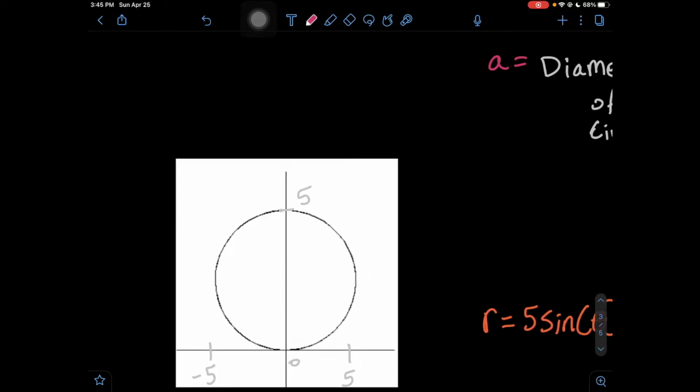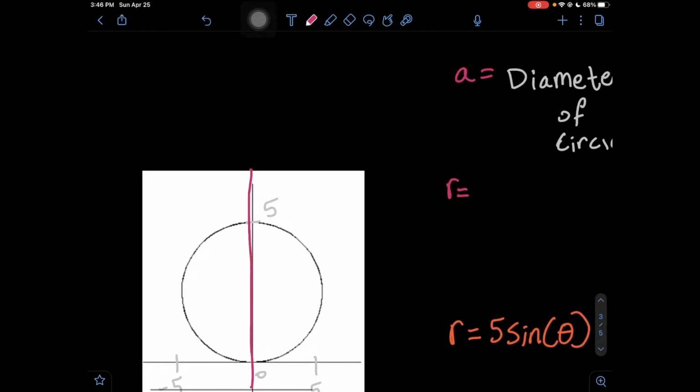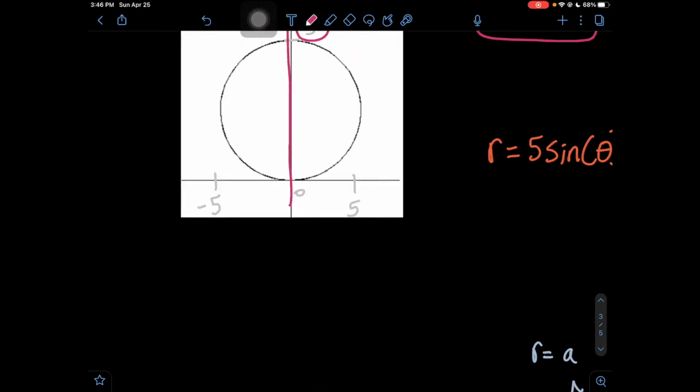We said a is our 5, and the basic equation was r equals a sine or cosine of theta. Well, the axis of symmetry is this y-axis, so we're going to say this is a sine value. So we have r equals our diameter, which is 5. R equals 5 sine of theta, and that's our equation. That was really simple.